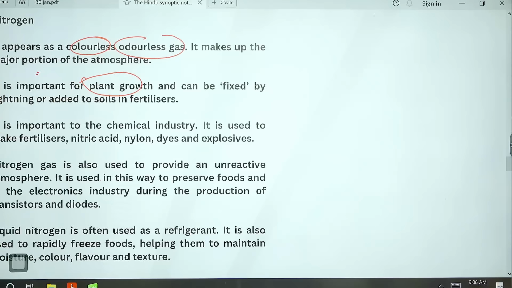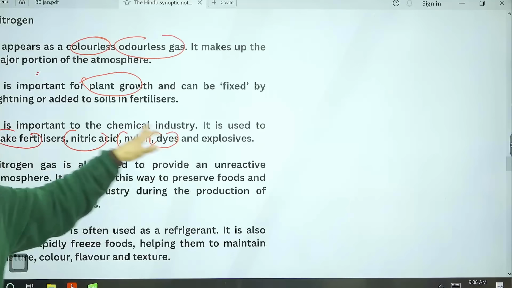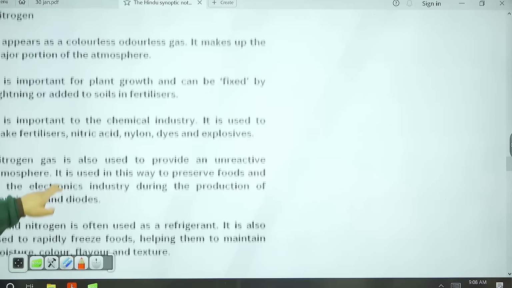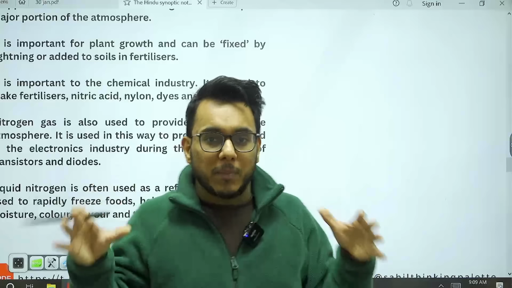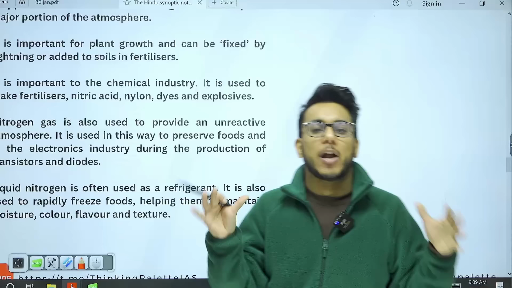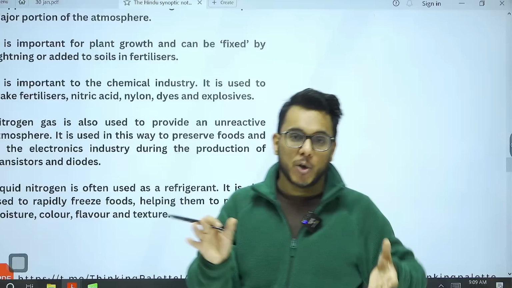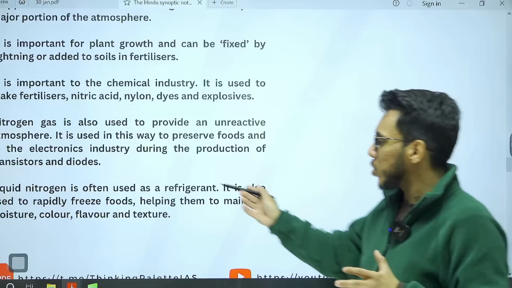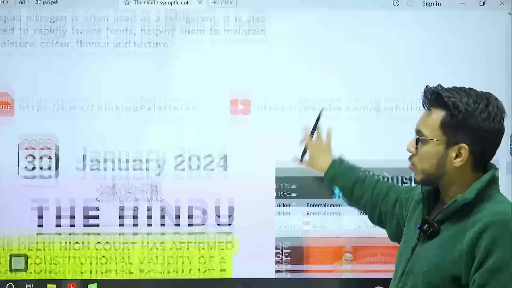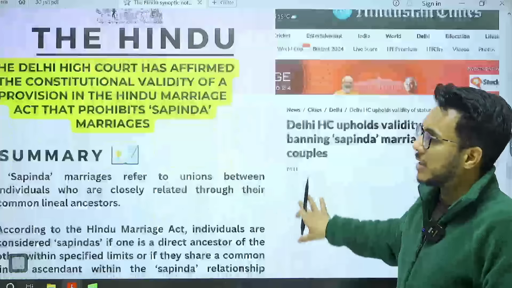Okay, and when we talk about nitrogen, it is used in the chemical industry for making fertilizers, nitric acid, nylon, dyes and explosives. Also, nitrogen provides an unreactive atmosphere. So therefore, it is used in food preservation also. For example, when you buy a packet of chips, that packet is inflated. So which gas is used there? Nitrogen is used in that packet of chips so that it has a longer shelf life. Liquid nitrogen is also used as a refrigerant. Right? So these are the other usages of nitrogen, and questions on this line can be asked.